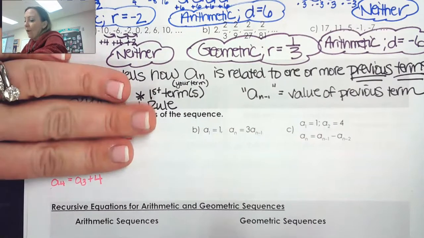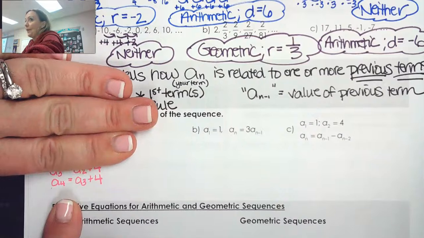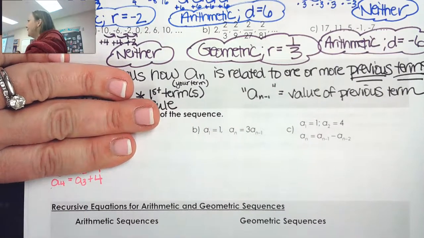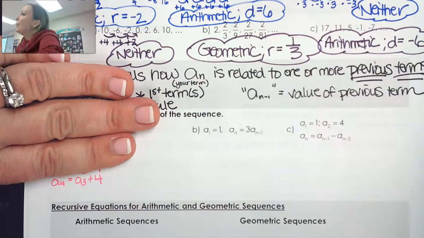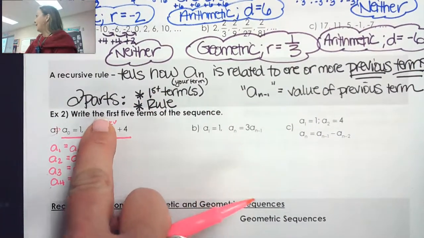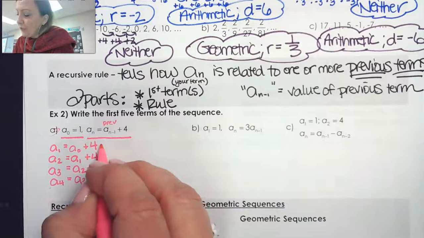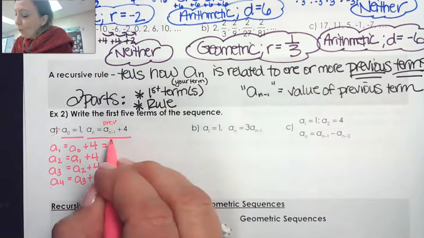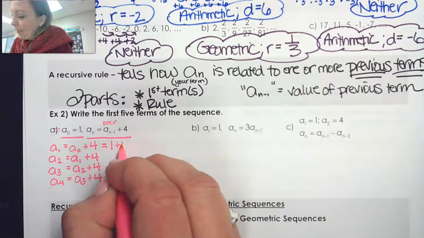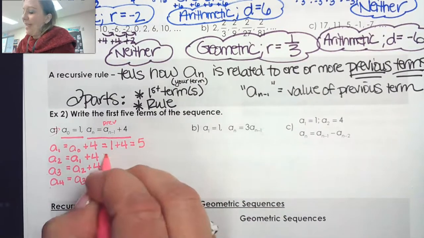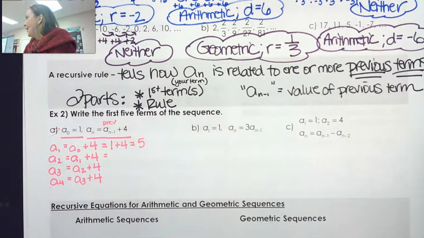Now let's say that I wanted to find A sub 4 right now. I need A sub 3 plus 4. Do we know what A sub 3 is right now? No. So in a recursive rule, one of the issues is that we have to start from the beginning and go forward. So let's actually do that. What did they tell us that A sub 0 was? 1. So I'm going to take 1 plus 4, so that's going to be 5. Okay. Now I know A sub 1.